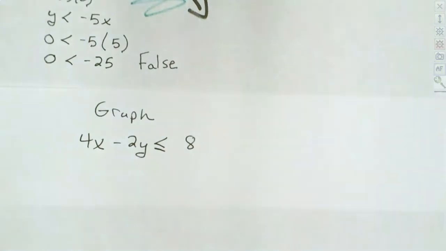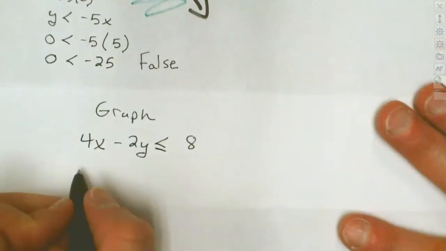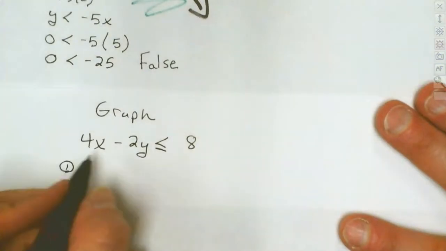So this is what we've got. Now I want to graph this line, so I need to get my y-intercept and I need to get my slope. How do we do that? Well, we need to take this. It's not been solved for y, so that means we need to first solve it for y.